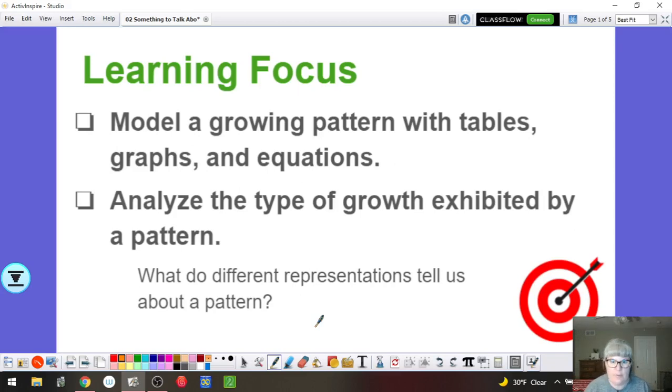Hello, this is Mrs. Scarple, and I'm going to take you through the first part of Unit 1, Lesson 1, Quadratic Functions. In this lesson, the focus is on being able to model a growing pattern with tables, graphs, and equations, and to analyze the type of growth exhibited by the pattern. And what do the different representations tell us about a pattern?